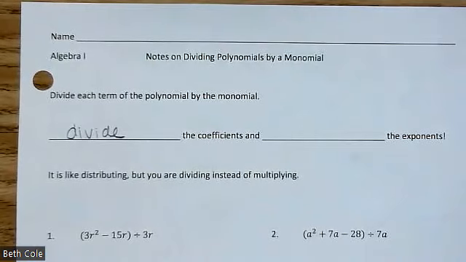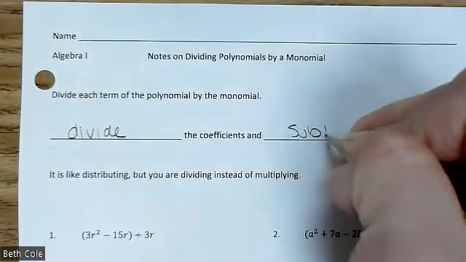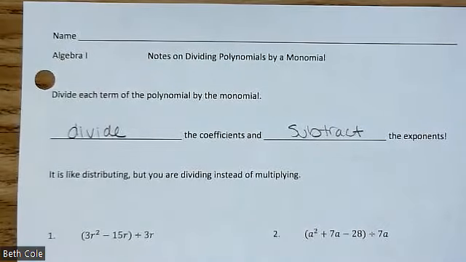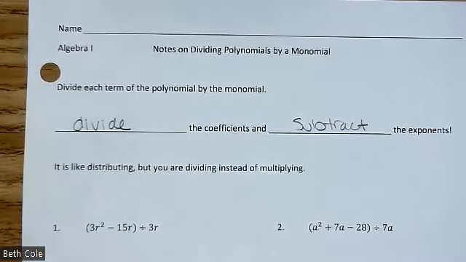And let's see if you remember this. When you multiply, you add your exponents. So when you divide, you subtract your exponents. So you're going to divide the big numbers, the coefficients, and then subtract the exponent. It is just like distributing, but instead of multiplying, you're going to divide.